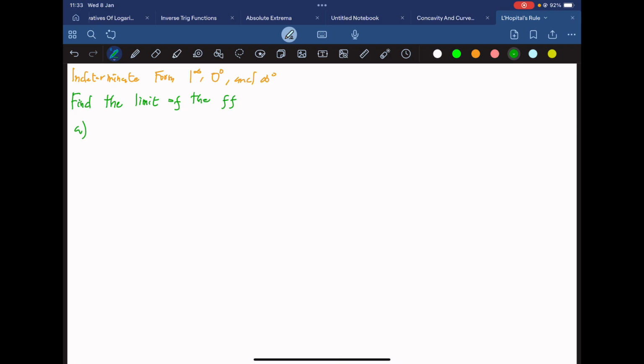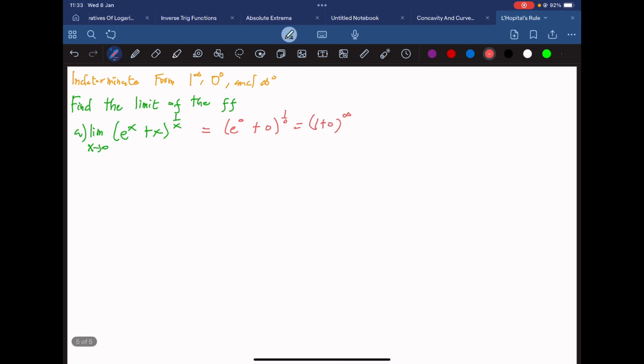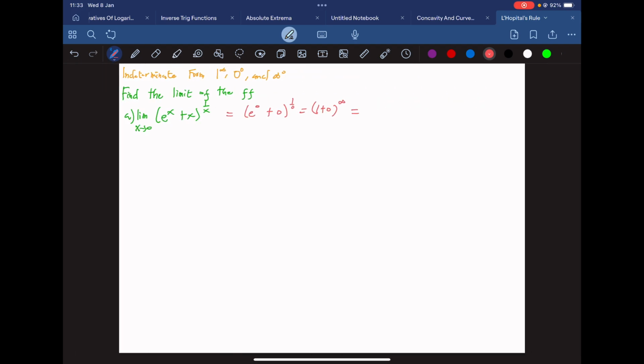The first one is the limit as x approaches 0 of (e^x + x) to the exponent of 1 over x. Now, let's do that. Remember, first of all, we have to put in 0. So we have e to the 0 plus 0, then 1 over 0. And e to the 0 is 1, since any number to the exponent of 0 is 1. So we have 1 plus 0. And 1 over 0, remember, is infinity, as we established right here. So we just have 1 to the infinity.